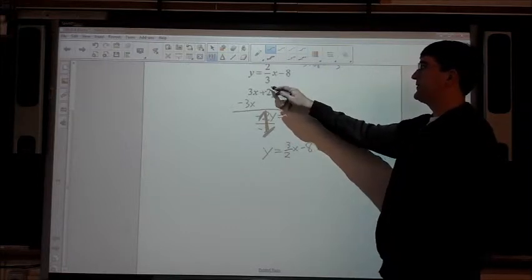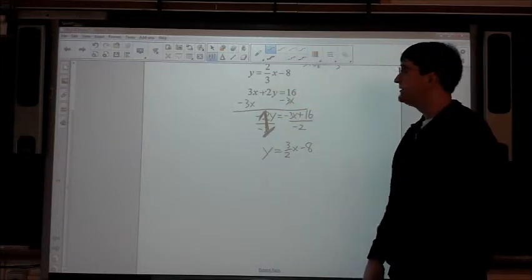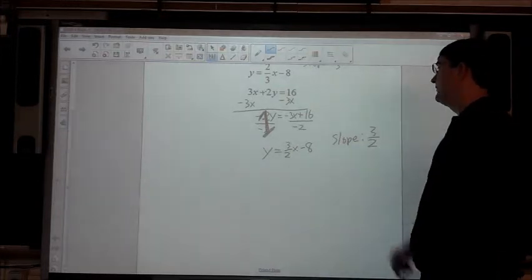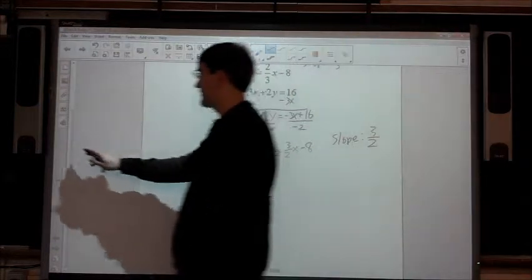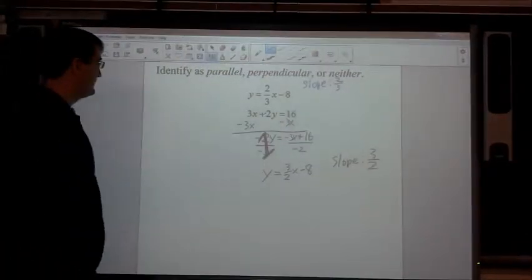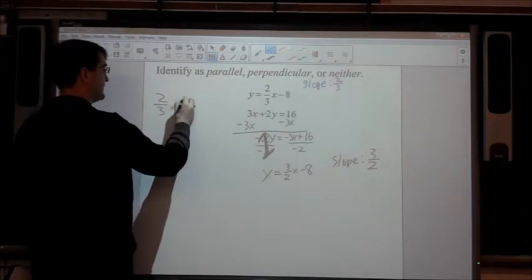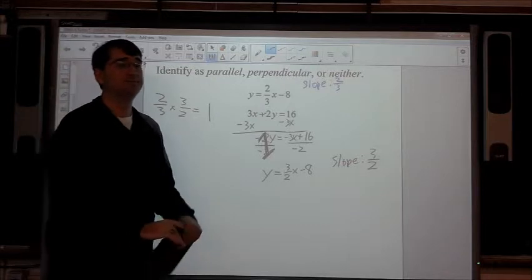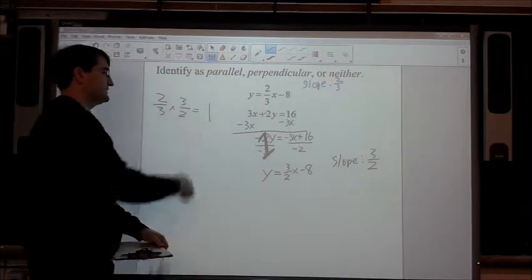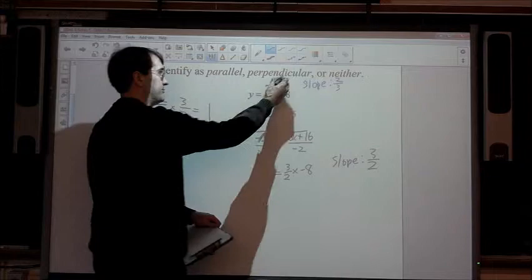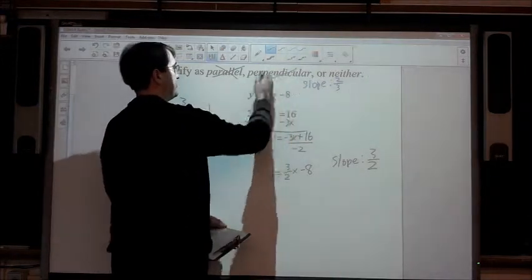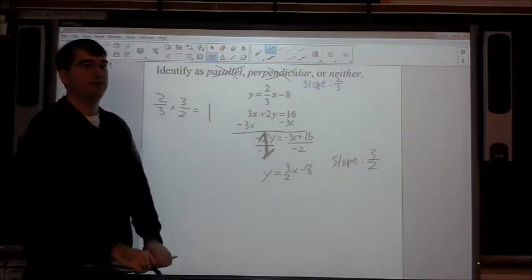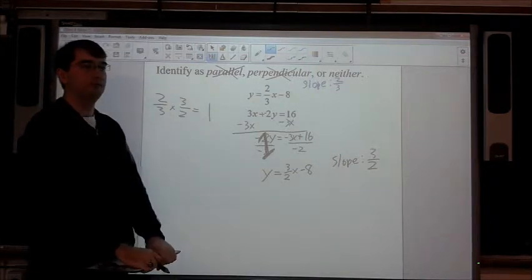And I have y equals 2/3 x minus 8. The slope of this is 3 halves. The slope of the first line was 2/3. 2/3 times 3 halves is positive 1, not negative 1, positive 1. This does not mean they're perpendicular. They're obviously not parallel. They're not perpendicular either. They don't multiply to negative 1. They have to multiply to negative 1 in order for them to be perpendicular.